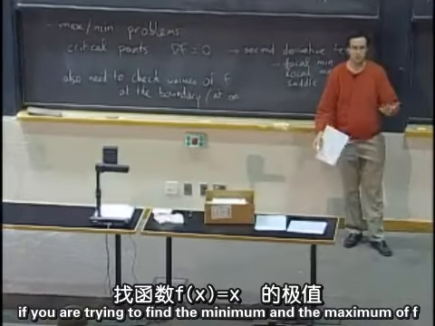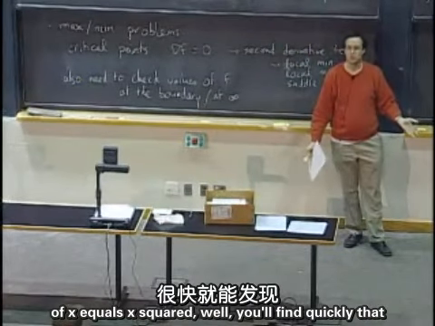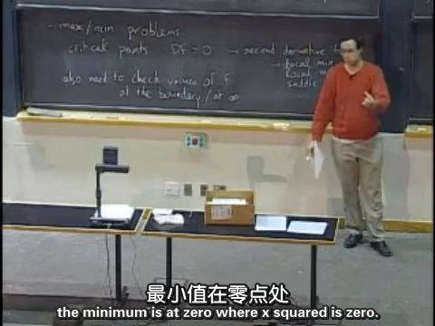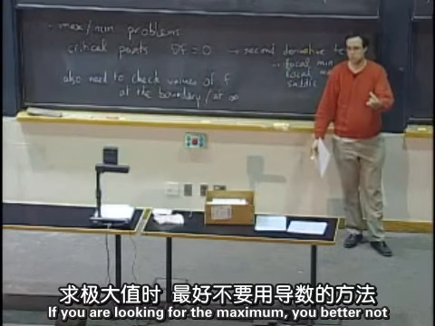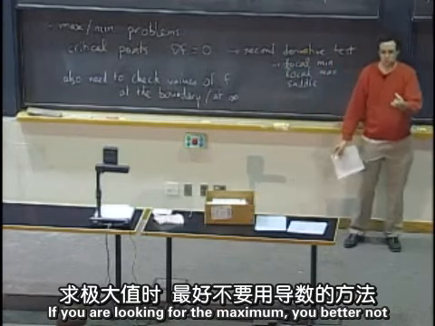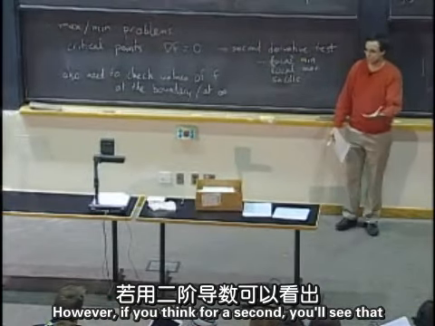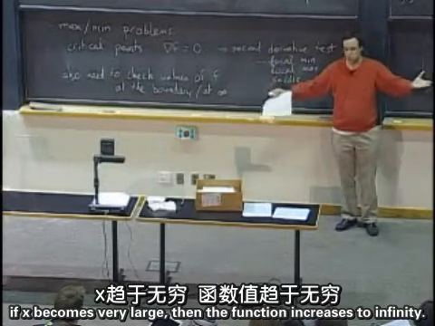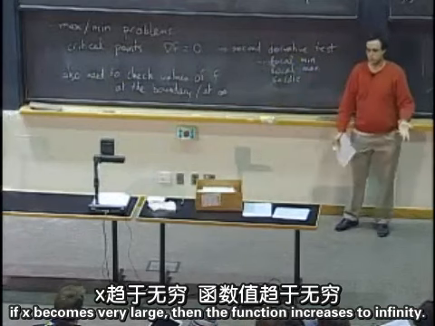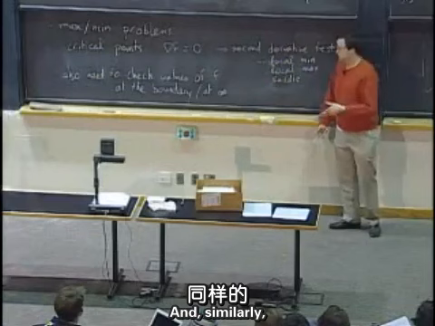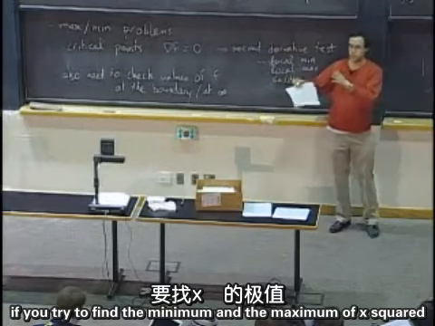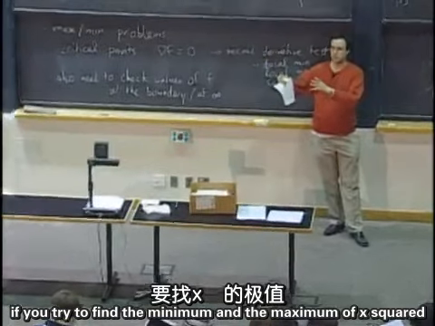Just to give you an example from single variable calculus, if you're trying to find the minimum and the maximum of f of x equals x squared, well, you'll find quickly that the minimum is at 0, where x squared is 0. If you're looking for the maximum, you better not just look at the derivative, because you won't find it that way. However, if you think for a second, you'll see that if x becomes very large, then the function increases to infinity.